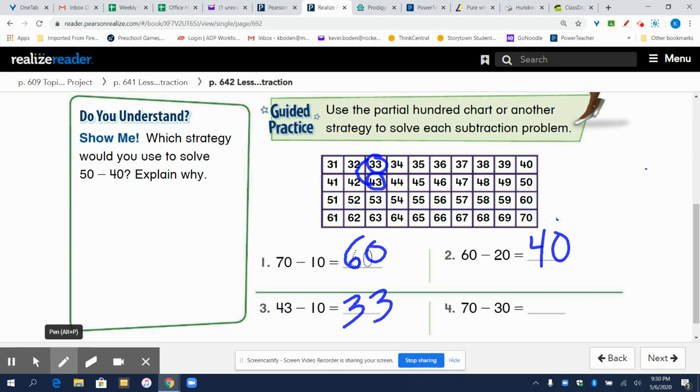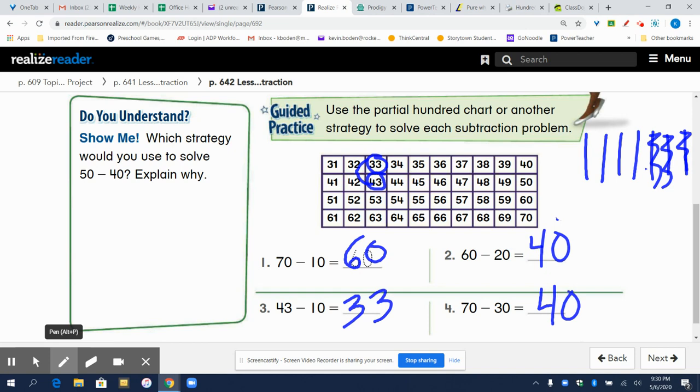And our very last one says 70 minus 30. I'm going to pick a different strategy this time. I'm going to draw a picture of 70 minus 30. 10, 20, 30, 40, 50, 60, 70. Take away 10, 20, 30. And how many do I have left? That's right. We have 40 left, or 4 tens.